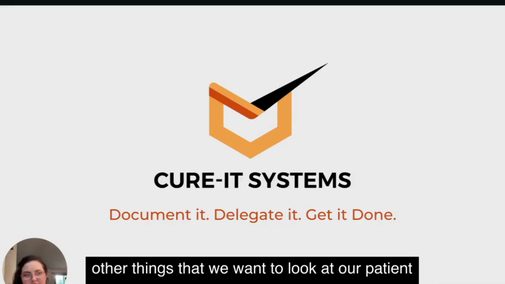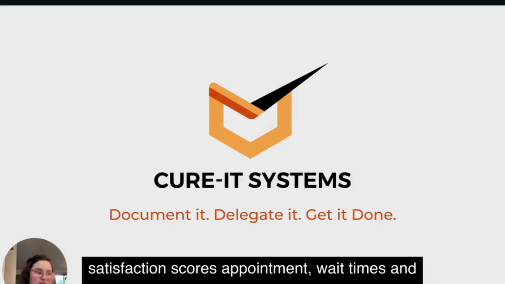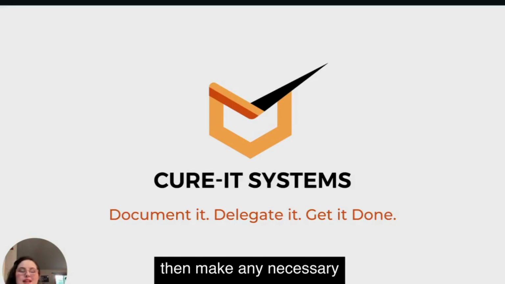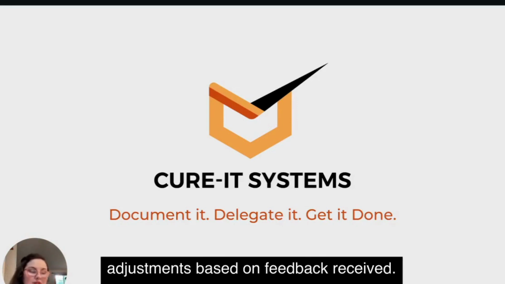Other things that we want to look at are patient satisfaction scores and appointment wait times, and then make any necessary adjustments based on feedback received.